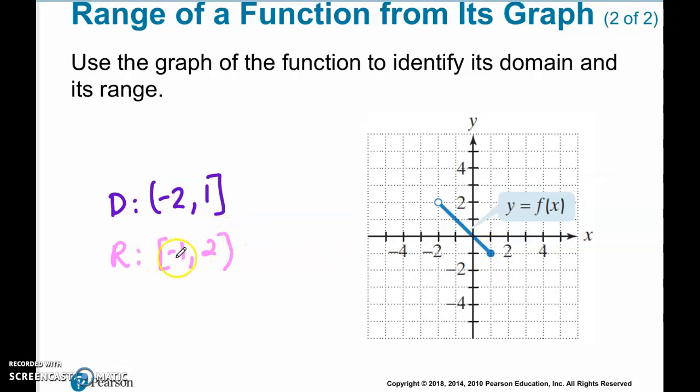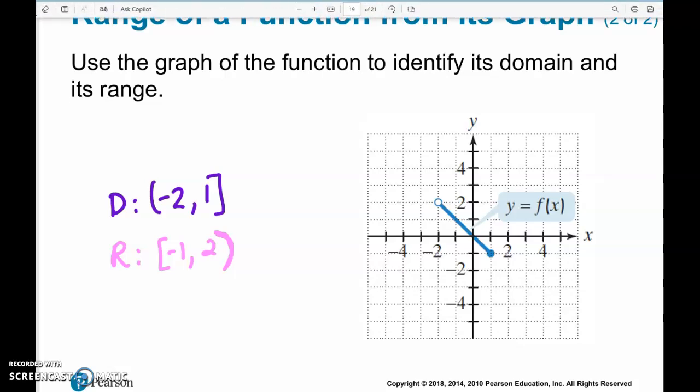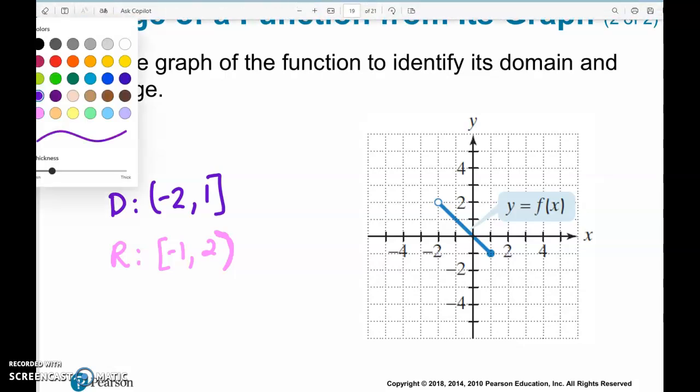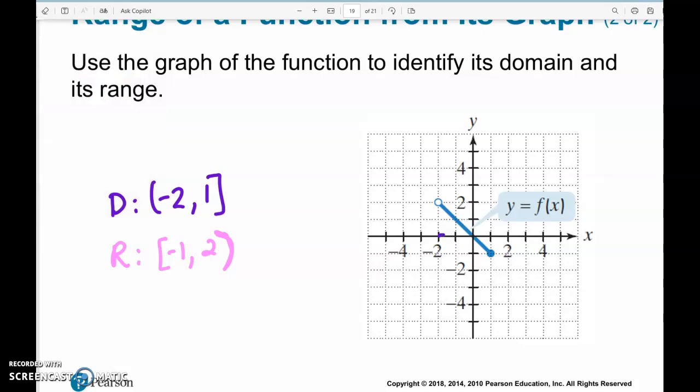The range, the y values go from -1 to 2, and this should be a parenthesis here and a bracket here, indicating this is including -1 and excluding +2. So how am I figuring this out? I am looking at the x-axis for the domain, and I'm just going to look at the x-axis, what values are represented from here to here. This is an open circle, so it doesn't include that. This is a closed circle, so it does include that side.